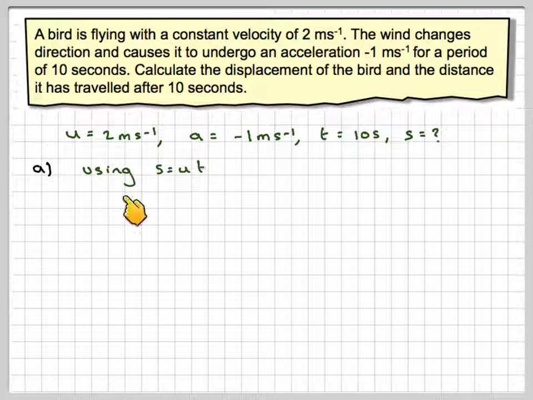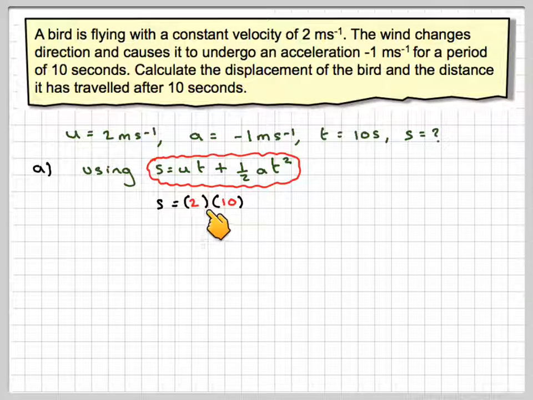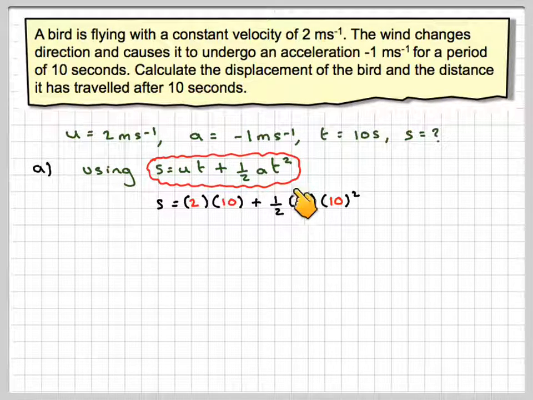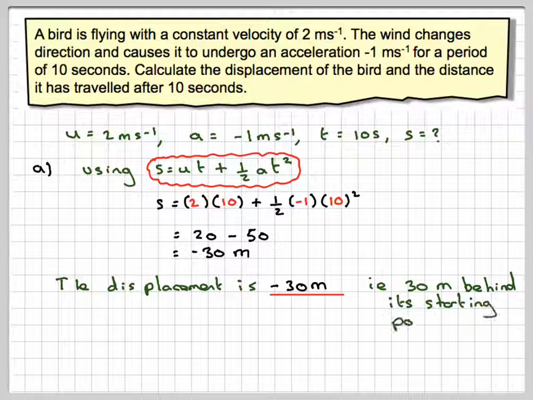So if we use s is equal to ut plus a half at squared, we're going to get that s is 2 times 10, plus a half times -1 times 10 squared. That's going to give me 20 minus 50, which gives me -30 meters. So the displacement is -30 meters after 10 seconds. That means it is 30 meters behind its starting position.